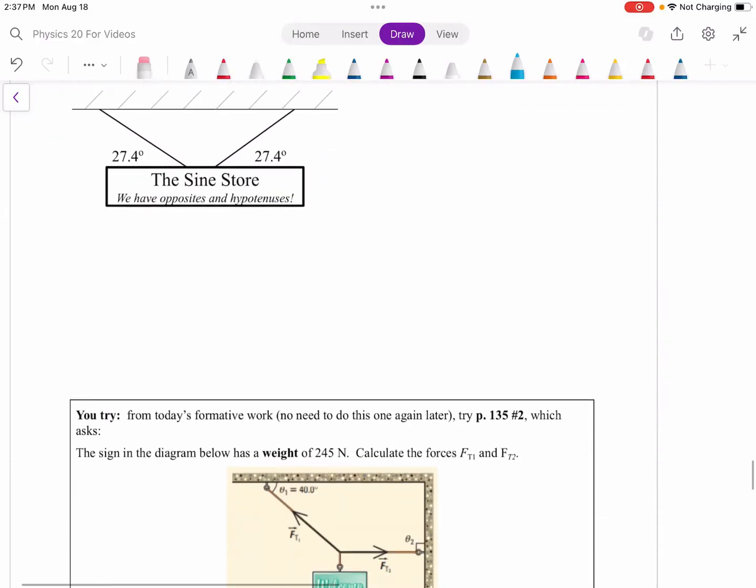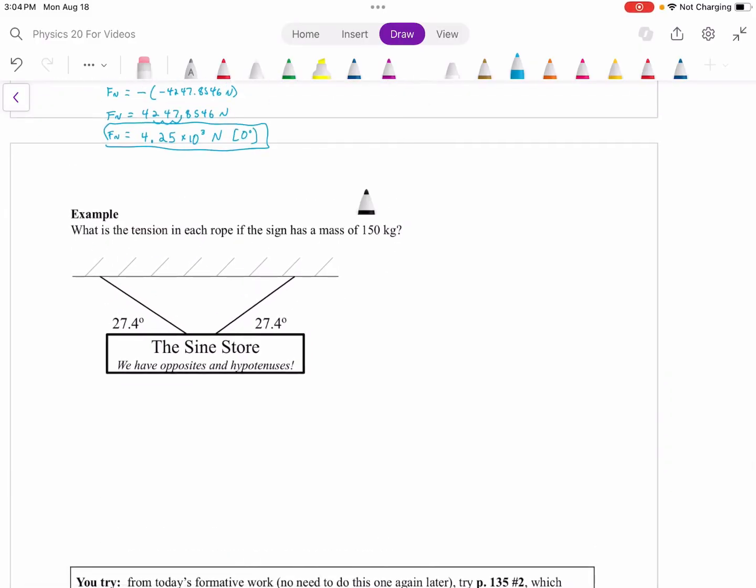Okay, last one here. So now it's asking us, what is the tension in each rope if the sign has a mass of 150 kilograms? Okay, so again, what do we know for sure? We know that the net force in each axis has to be 0, right? So now to do something with this, we need to figure out what forces contribute to F net x and what contribute to F net y.